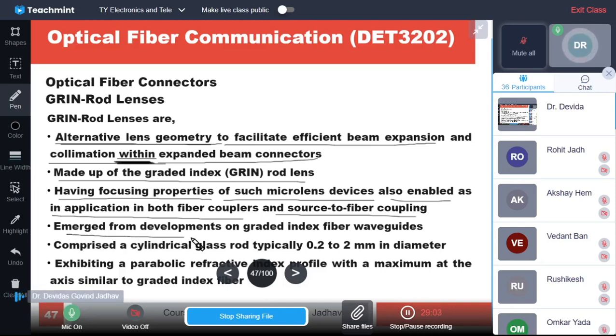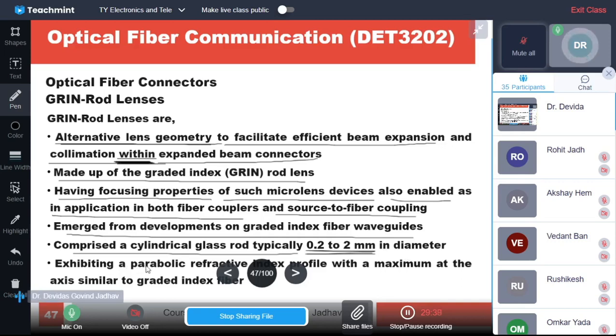So it emerged from development of graded index fiber waveguides. Whenever the graded index fiber waveguide was developed, it emerged from that. It comprises cylindrical glass rods, typically of 0.2 to 2 millimeter. So it is quite large in dimension as compared to fiber. Suppose fiber is 200 micrometer, so it is 10 times, isn't it? Or if fiber is 10 micrometer, it is 100 times. So it will cover all the light from the fiber.